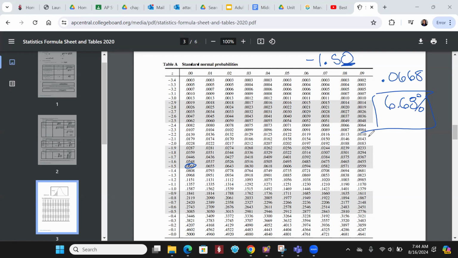Does that make sense? Okay. The biggest error that people make in this is they just don't pay attention. They write down the wrong percentage, or they use the positive versus the negative. It's important. It matters. Cool?